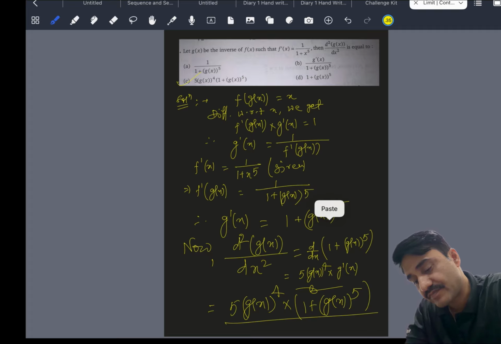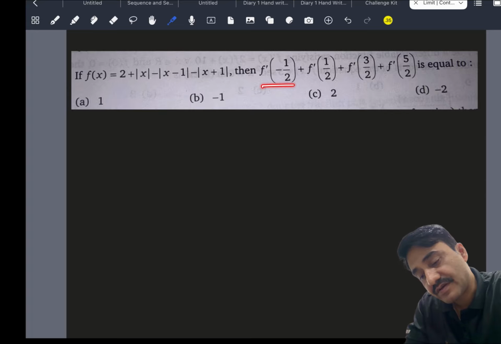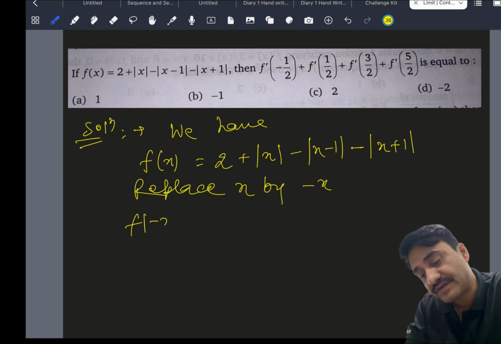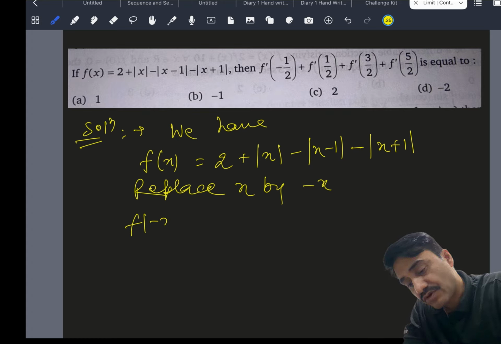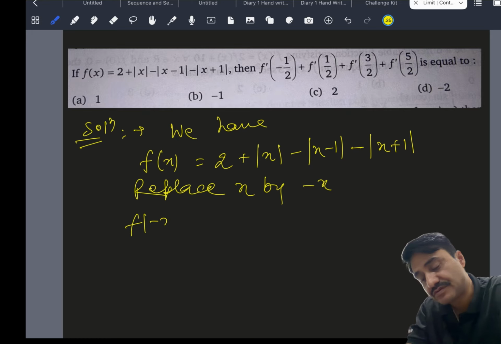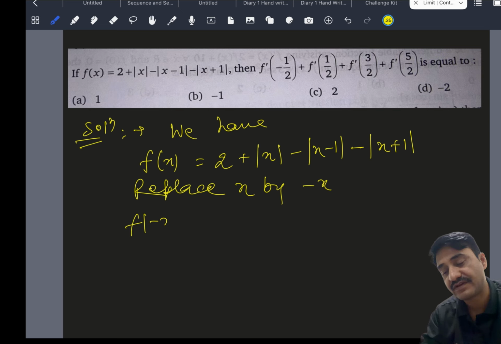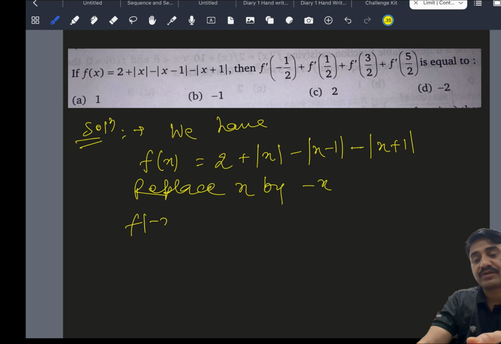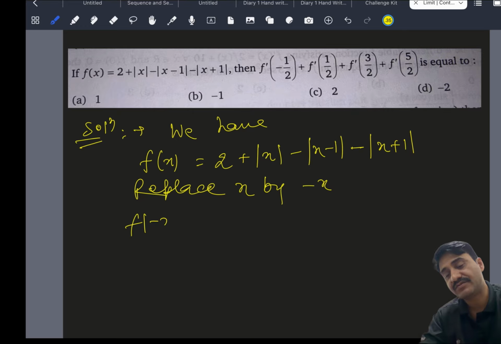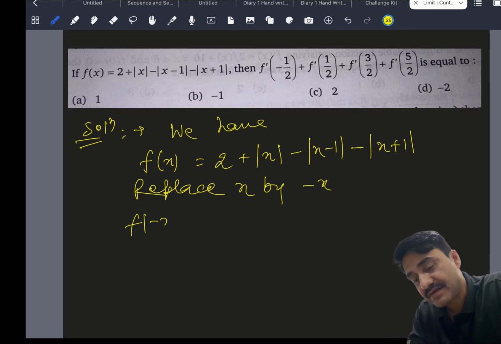अब यहाँ पे देखें इस क्वेश्चन में क्या कहा गया. f(x) is some function and we have to find the first derivative of the function at different points. Okay, so for this lots of methods are there. We can do this question by 3 methods: graphical method, normal method, and one more method I am applying, and I think that method will be more simple. Let's do this question.